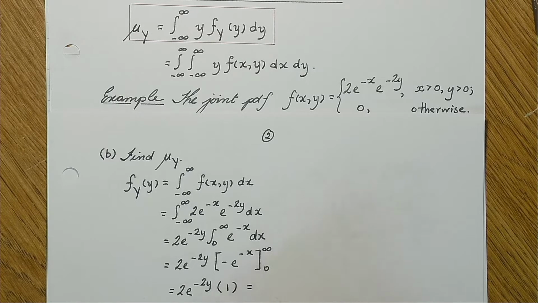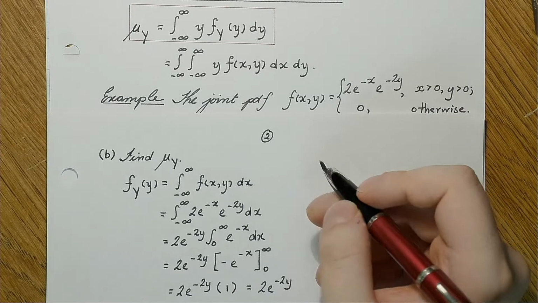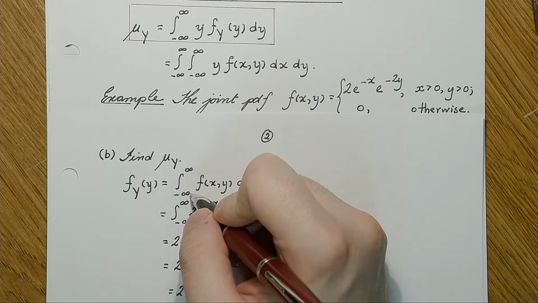So what I'm left with is 2e to the minus 2y. And what's kind of cool about this is that, because we're integrating with a definite integral, I don't have to worry about a constant of integration. Because this is not an indefinite, it's a definite integral.